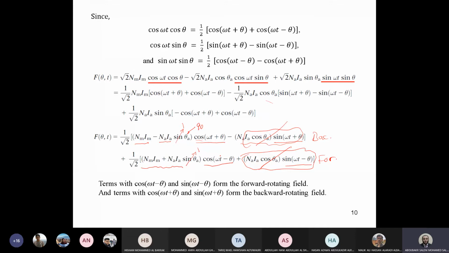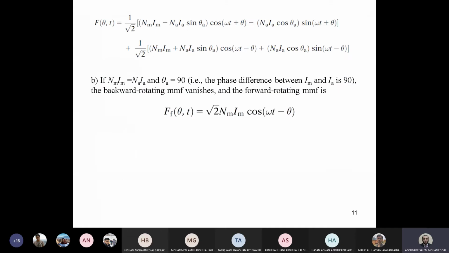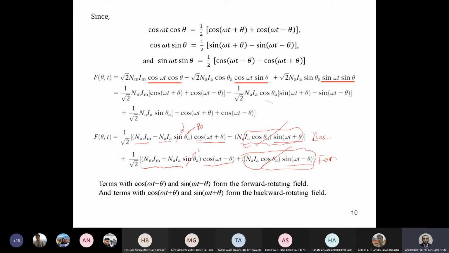Now, guys, if we have the function like that, so if we apply the condition NMIM equals NAIA and keep theta A designed to have 90 degrees, which is the difference now between IM and IA, you will have a resultant flux square root of 2 multiplied by NMIM. Why NMIM? Why not NAIA? Of course, we said both of them are equal. So when you multiply or add them together, it will be multiplied by 2. So it's nothing but the same now.